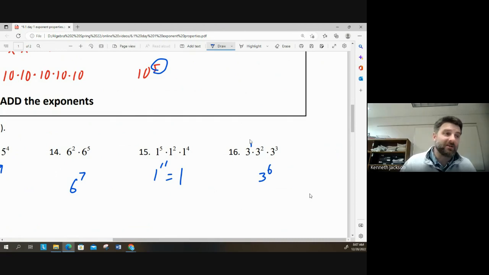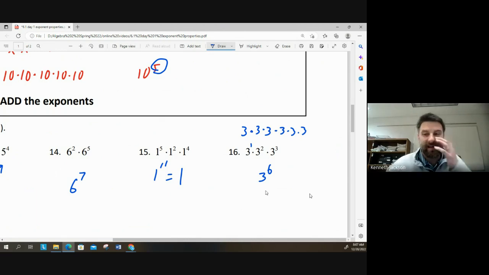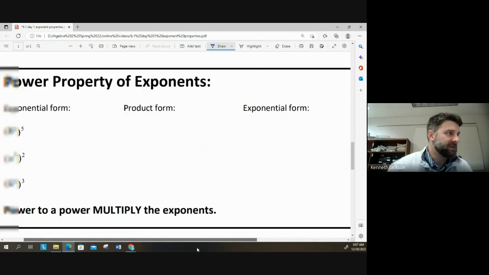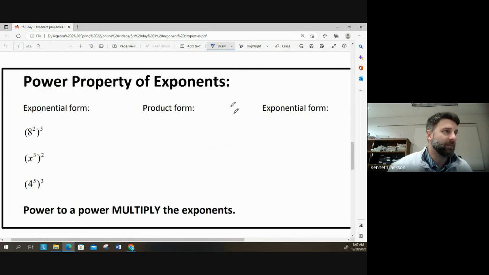And again, the reason I can do this is if I were to write this out in product form, that's 3 times 3 squared times 3 to the third. And if I were to count up how many 3's I see, that would be 3 to the 6th. There are 6 of them, 1, 2, 3, 4, 5, 6. So instead of writing them out, I could just add the exponents. That gets us to our second property, which is the power property of exponents.